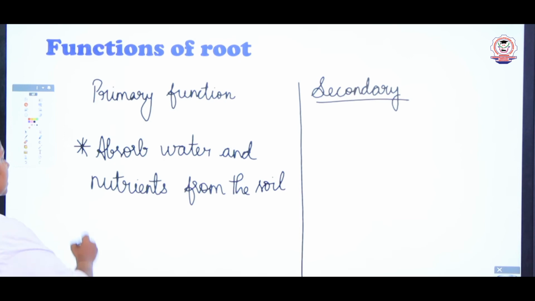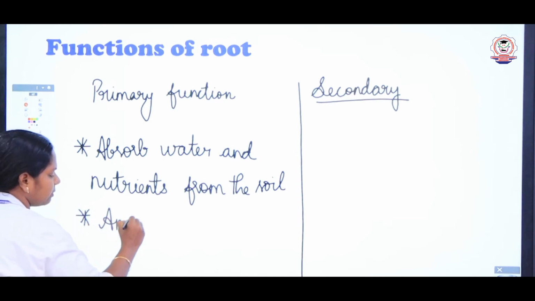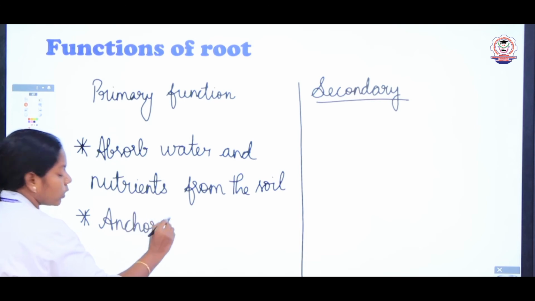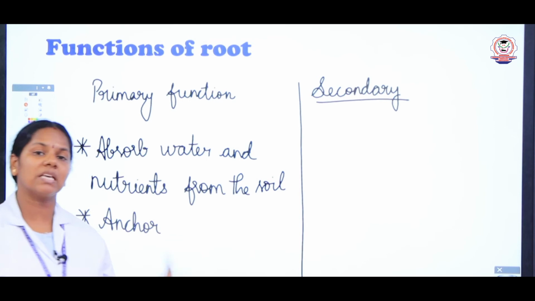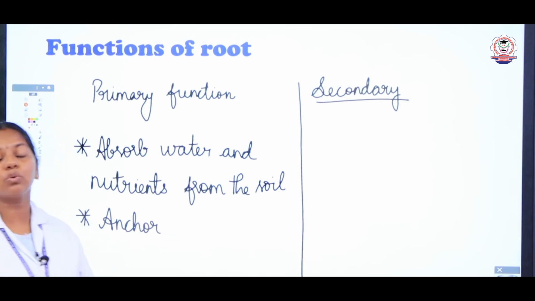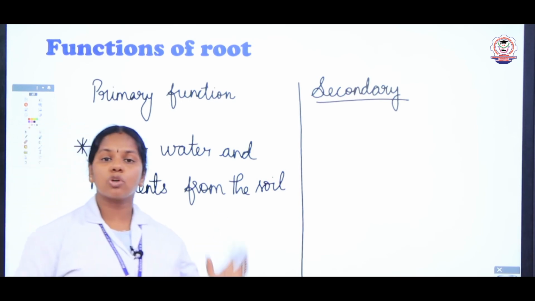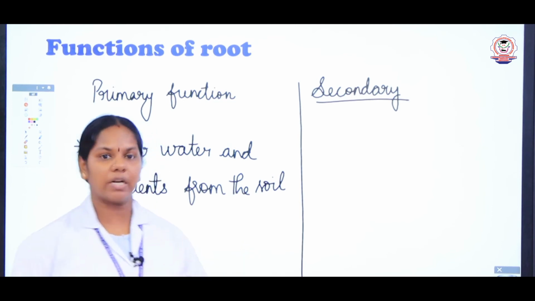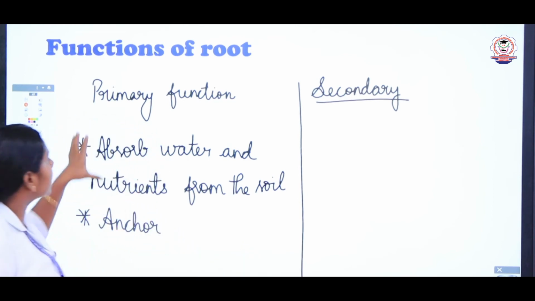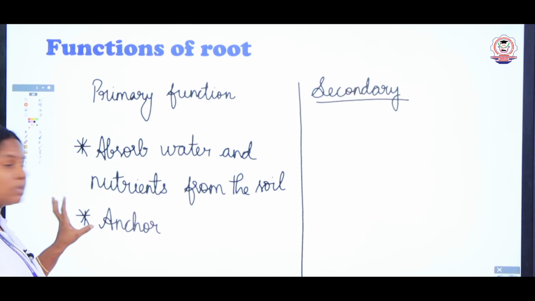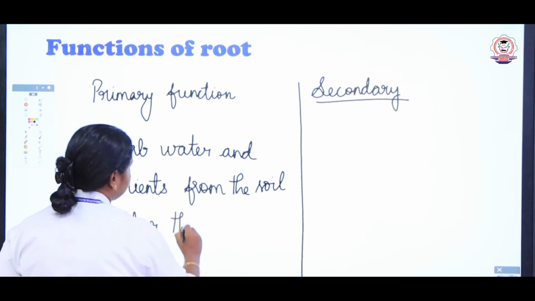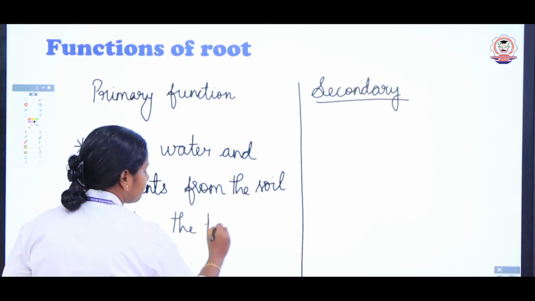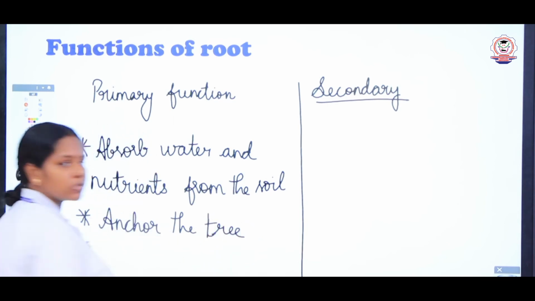Another important function is that it helps to anchor. What do you mean by anchor? The roots are strong enough to hold the plant, right? You can see some plants where the root is very weak. Due to a storm, the trees fall down. So the main important function of the root is to anchor the plant or the tree firmly in the soil.